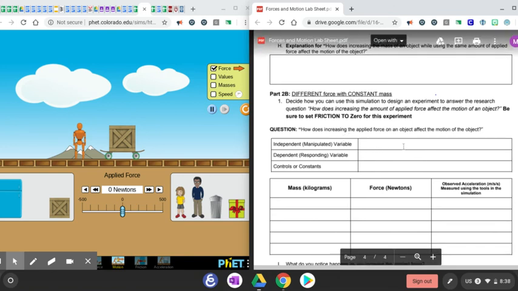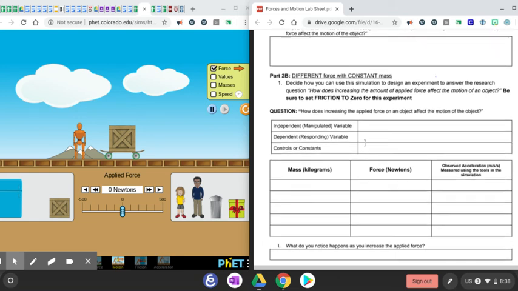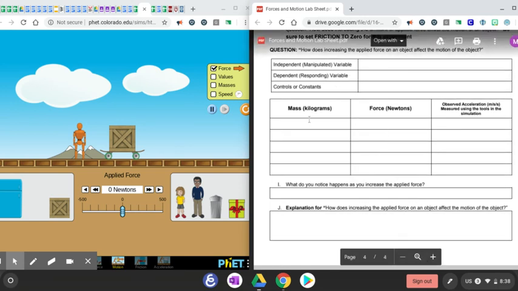What's being affected by that change? The motion of the object, or the acceleration. That's going to be your dependent variable. Make sure friction is set to 0 so you don't have another force acting on it. Okay, and you're changing the mass.